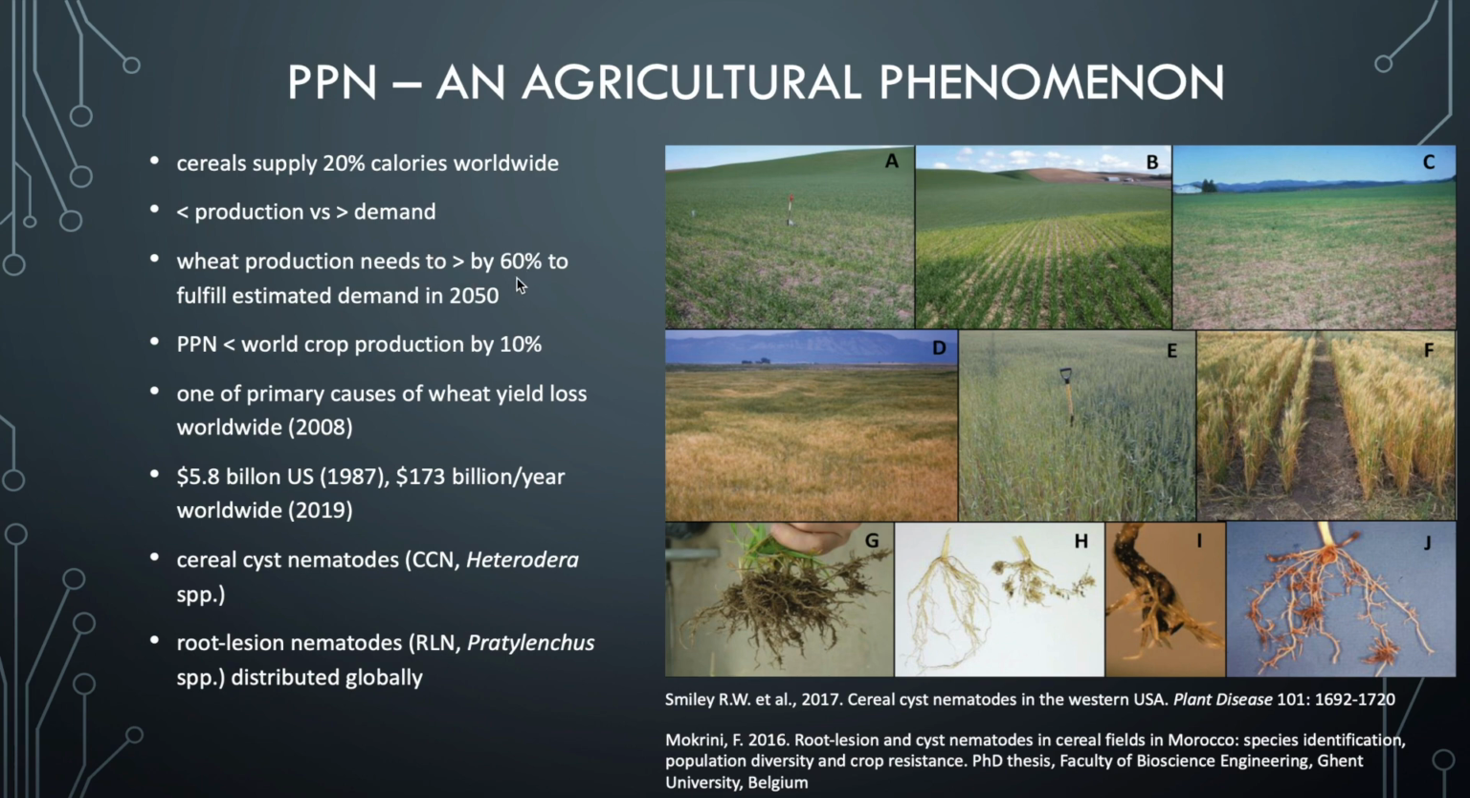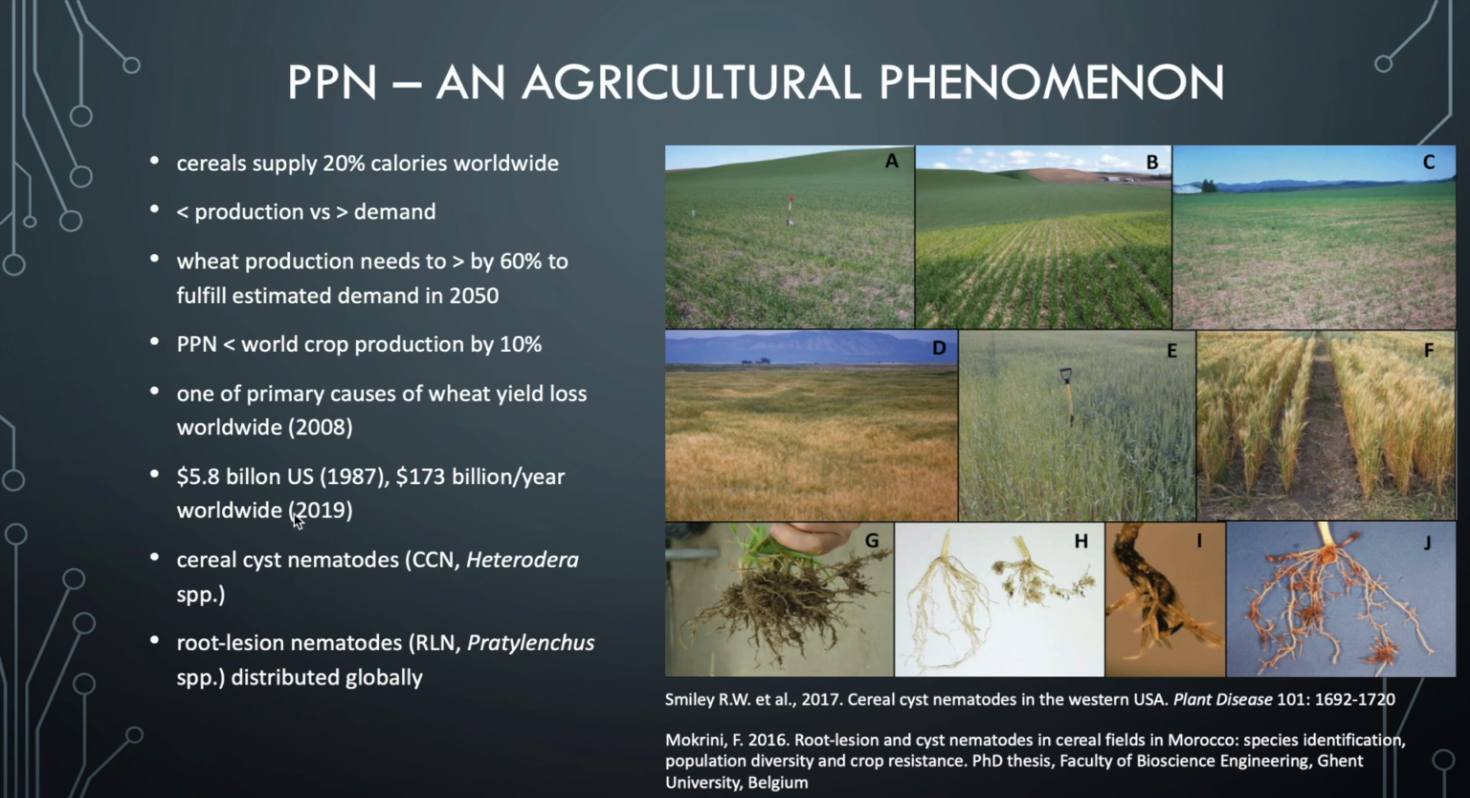Wheat production needs to actually increase by 60% to fulfill the estimated demand that's going to be there for wheat by 2050. And plant parasitic nematodes decrease world crop production in general by 10%. It is one of the primary causes of wheat yield losses worldwide, and parasitic nematodes of wheat have been estimated to cause $5.8 billion worth of damage in 1987 and $173 billion per year worldwide by 2019.